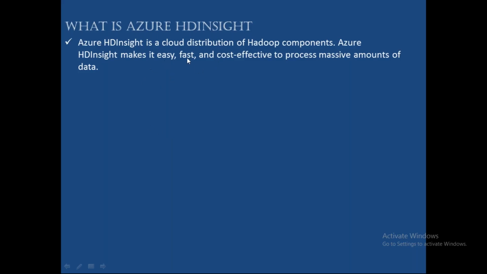Azure HDInsight makes it easy, fast, and cost effective to process massive amounts of data. So how are you processing your data by using Spark? By using Spark, you are processing massive amounts of data. In the same way, by using Azure HDInsight, you can also process your massive amounts of data, very easily and very fast, because here also you can use Spark. Spark is in memory, so it will process your data quickly.